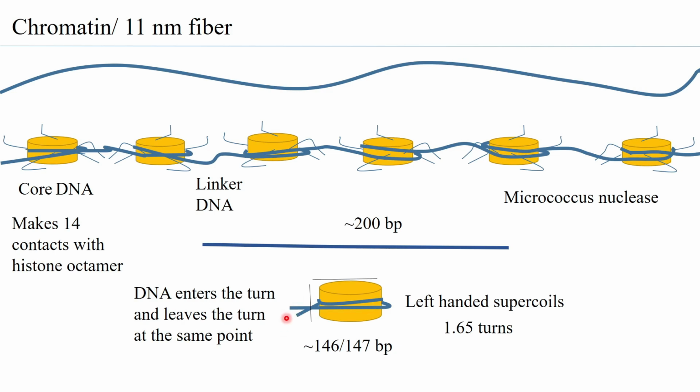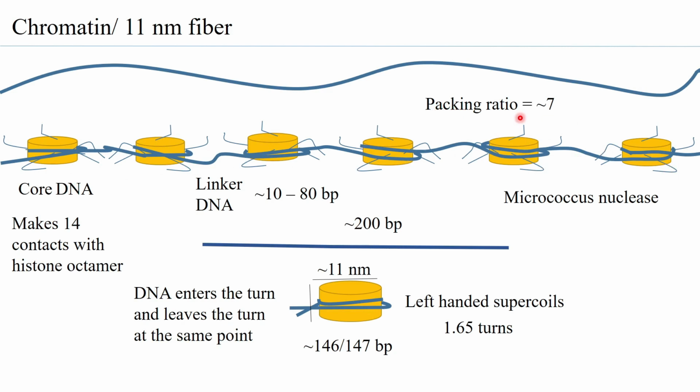Another important fact that has been observed is that the dimension of the nucleosome is 11 nanometers, and that is why it is also called the 11 nanometer fiber. The linker DNA can be anywhere between 10 to 80 base pairs. And because the DNA has been packed to form a beads-on-a-string structure, the packing ratio is 7.